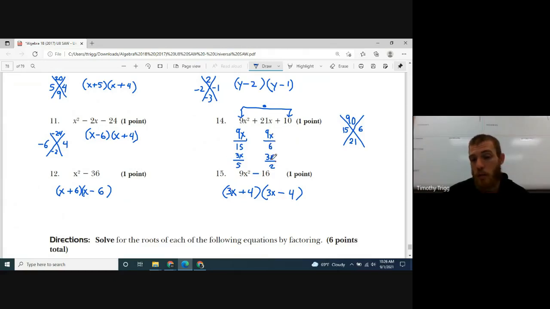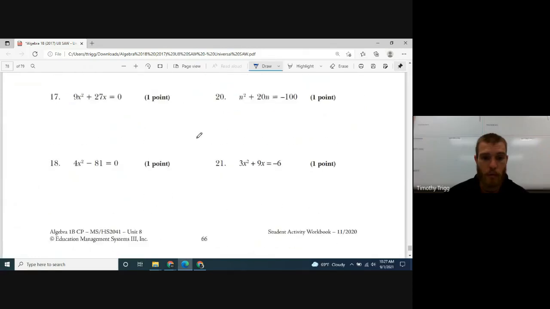So once they're reduced, that tells you your factors. So our factors are 3x plus 5, and then 3x plus 2. And again, you could always double check to make sure you did it correctly, because if you multiply these back together, you should get back to your original trinomial. Okay.